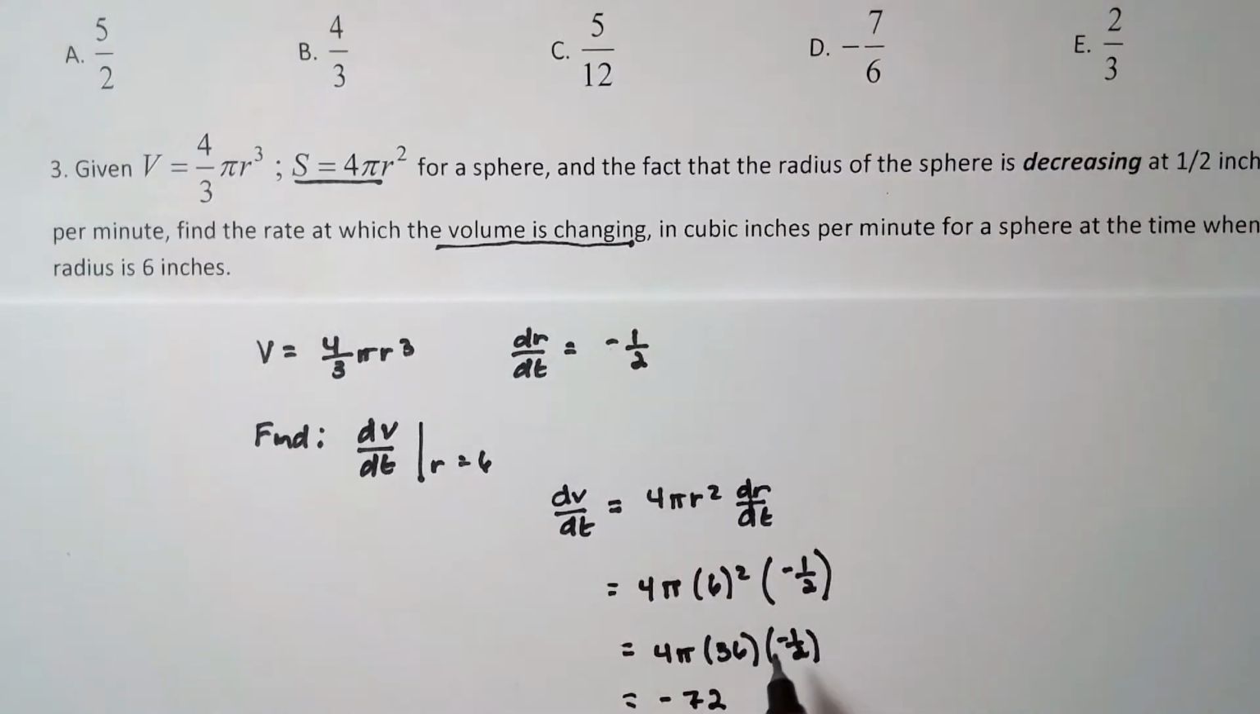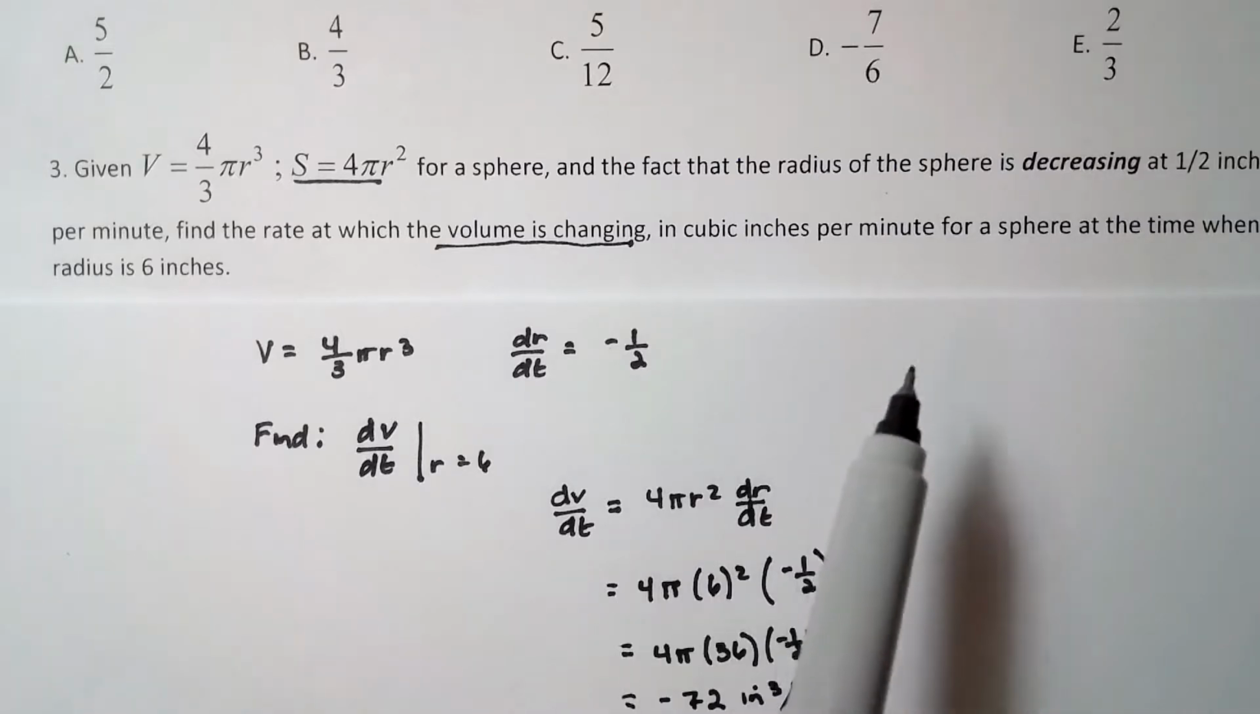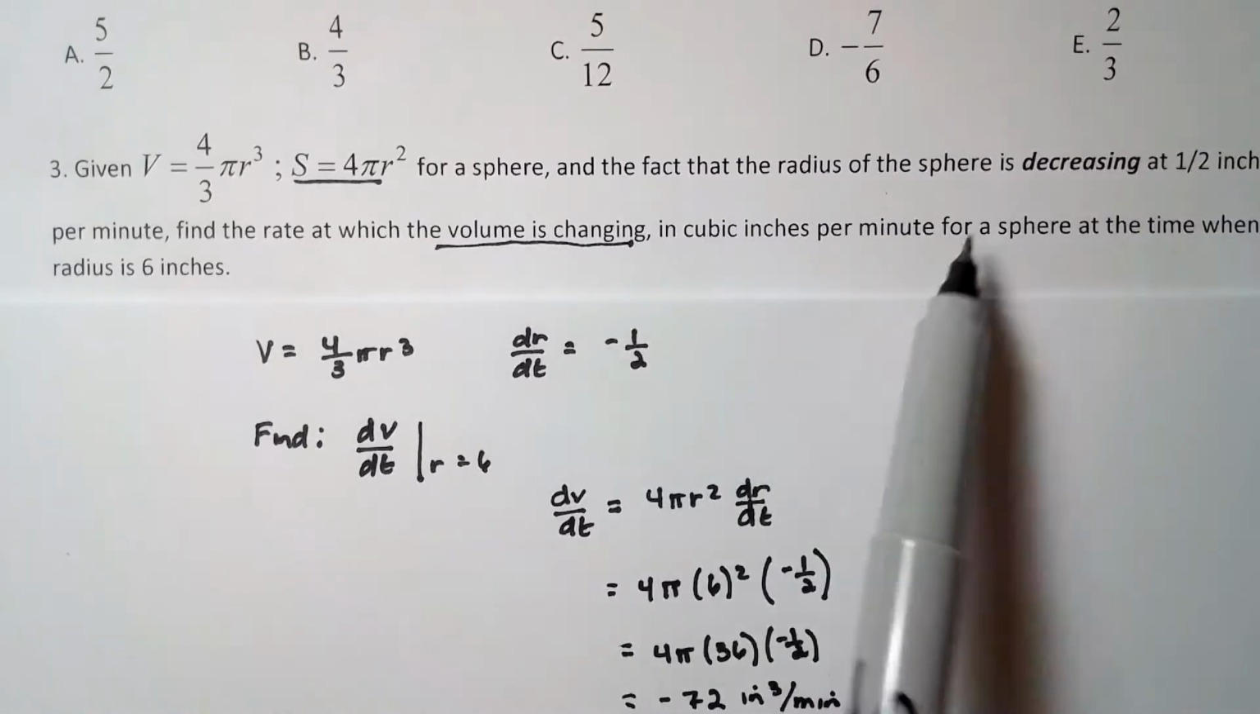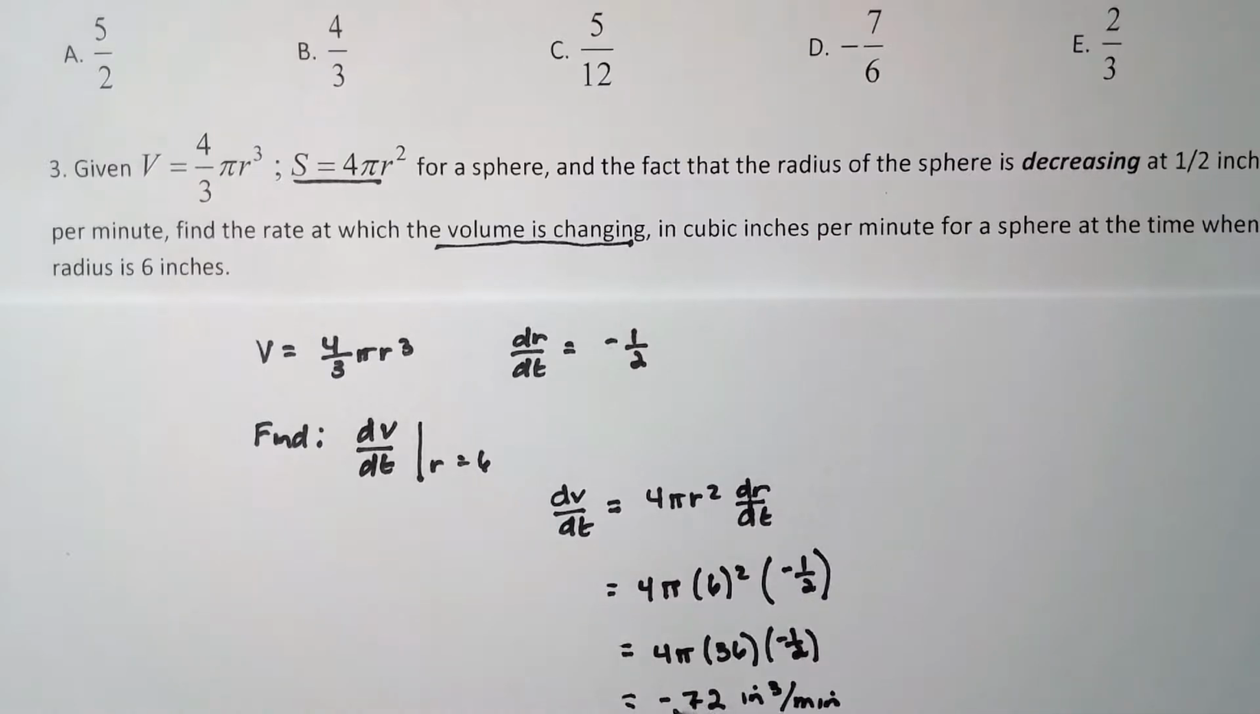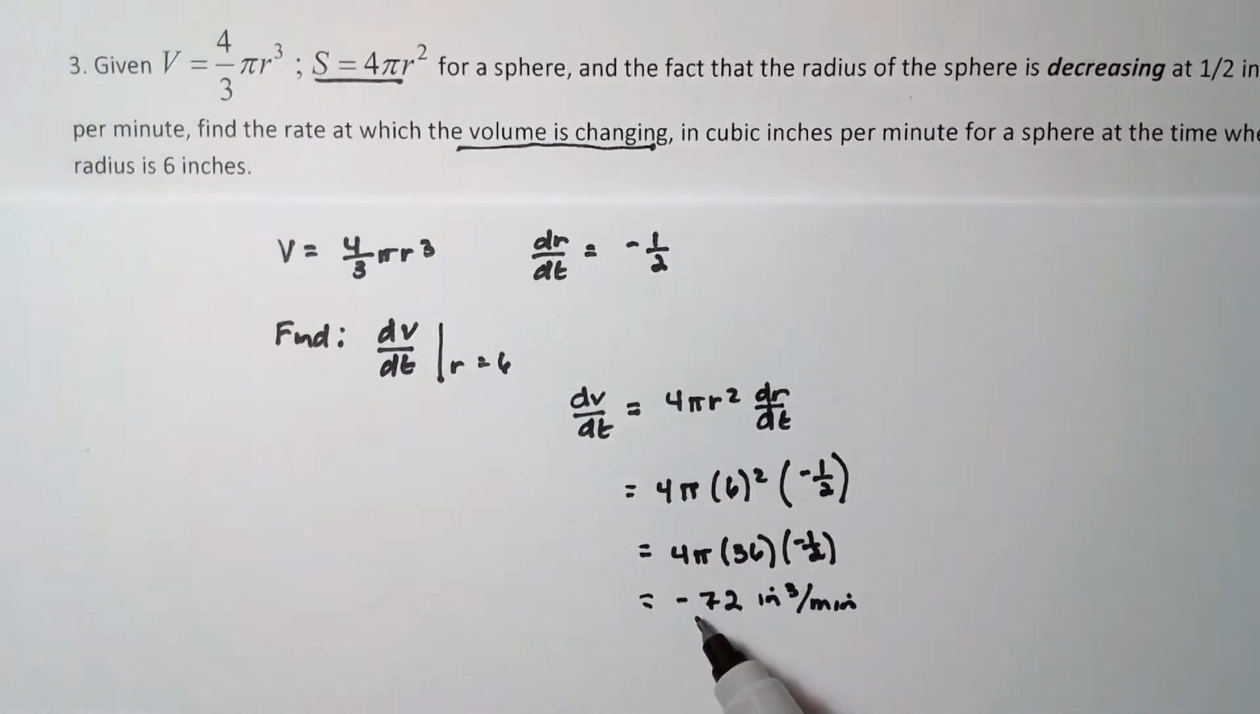Okay, and of course, you're going to have a multiple choice exam, but it's cubic inches per minute because that's what we're looking for. Those were the units that we wanted. But remember, this negative just means that the volume's decreasing, right? If the radius is decreasing, it makes sense that the volume would be decreasing. If the radius is increasing in the sphere, it would make sense that the volume is increasing. So this negative is just indicative of the fact that the volume is decreasing at a rate of 72 cubic inches per minute, not -72 cubic inches per minute. Okay, so be careful with that.